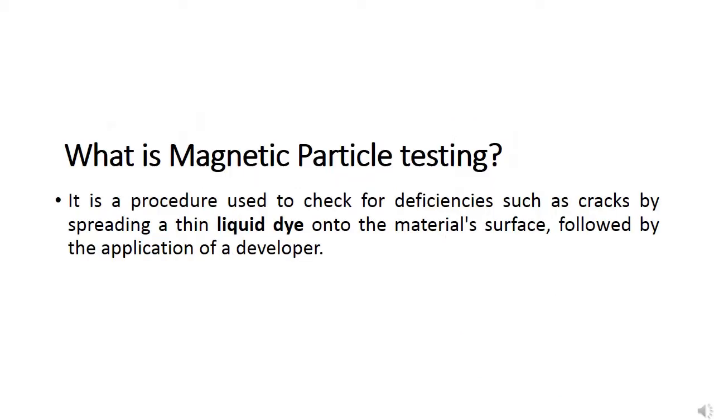We will start with what is magnetic particle testing. It is a procedure used to check for deficiencies, such as cracks, by spreading a thin liquid dye onto the material's surface, followed by the application of a developer.